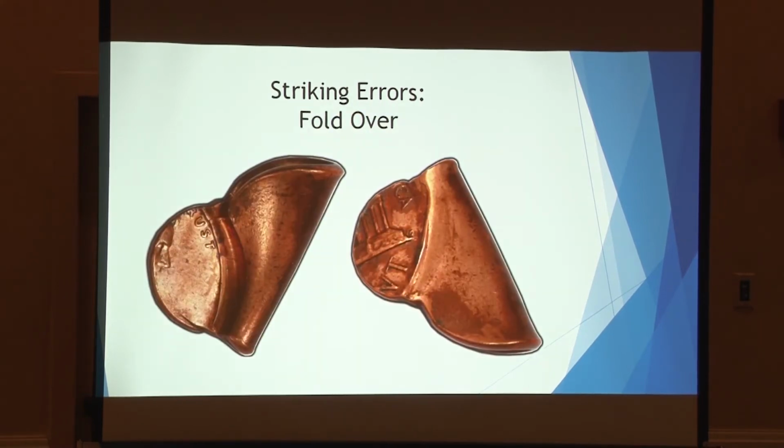A very rare kind of error is a fold over, in which the planchet actually gets bent as it's being struck. It didn't get fed in properly, usually on the side. Dies come down, strike the coin, and it folds over. And so you actually have the planchet that's bent and a struck portion. Very, very, very rare error that gets out.